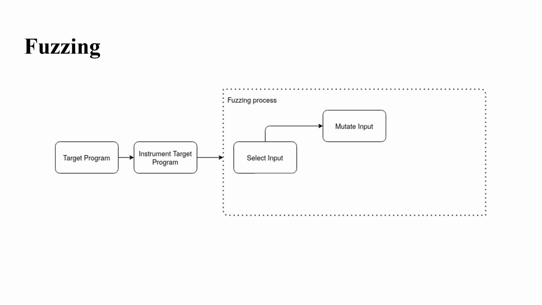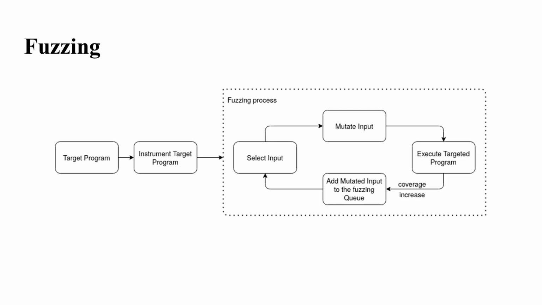The fuzzing flow begins by selecting the target program and instrumenting it. Next, the fuzzing process begins by choosing an initial input and mutating it. The program is then executed with the mutated input, and if the code coverage is increased, the new input is added to the fuzzing queue. This cycle repeats during the fuzzing process.